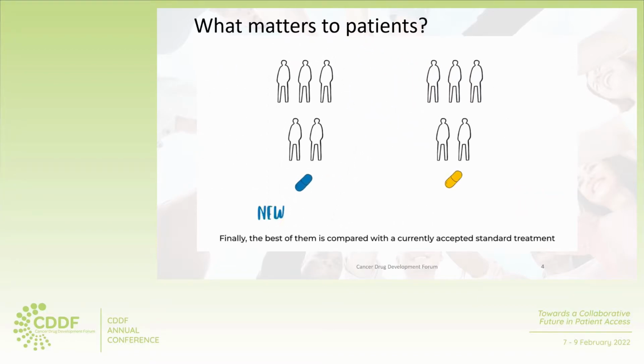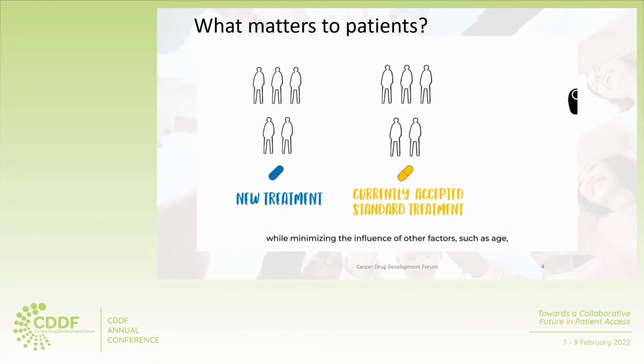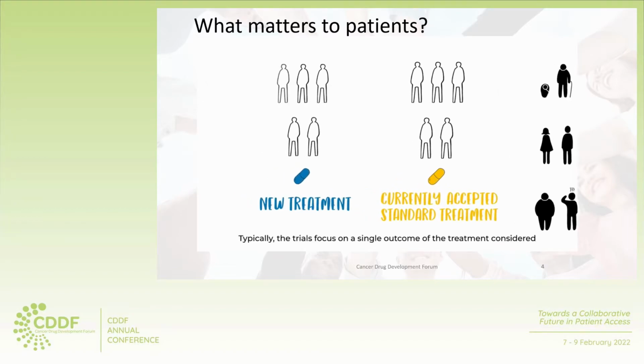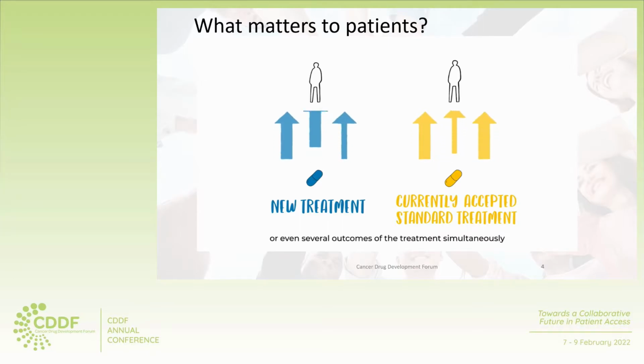Finally, the best of them is compared with a currently accepted standard treatment by administering them in 2 groups of patients. These trials are designed in such a way that this comparison is based on the treatment only, while minimizing the influence of other factors, such as age, gender, or underlying diseases. Typically, the trials focus on a single outcome of the treatment considered most important by the researchers. In practice, however, a patient might be concerned by a different or even several outcomes of the treatment simultaneously.